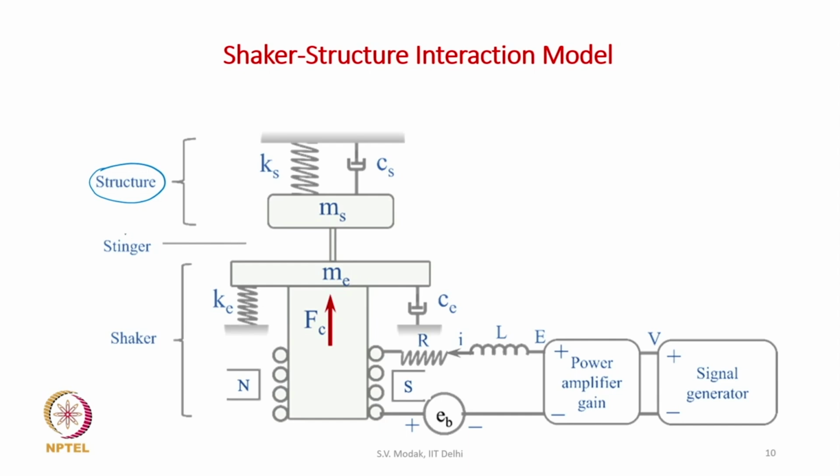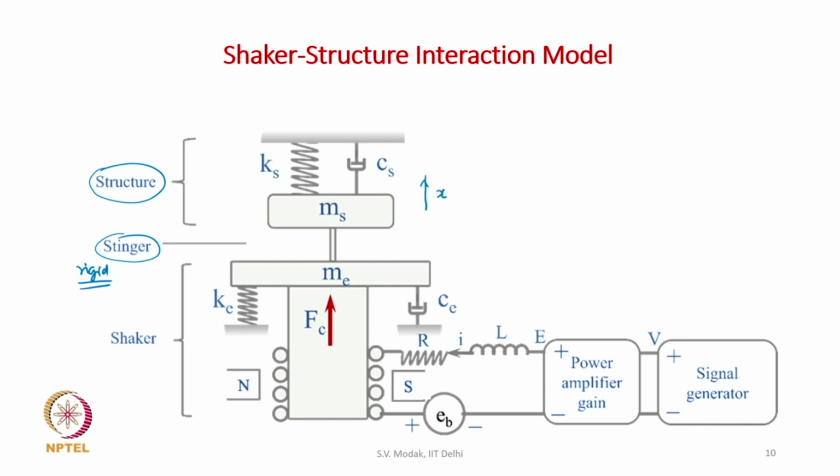Then we have this stinger here which is connecting the structure with the shaker, and here we are assuming that this stinger is rigid. We are assuming this stinger to be rigid, so it provides a rigid connection between the structure mass and the exciter mass. And of course the degree of freedom here is this degree of freedom x, that is x.